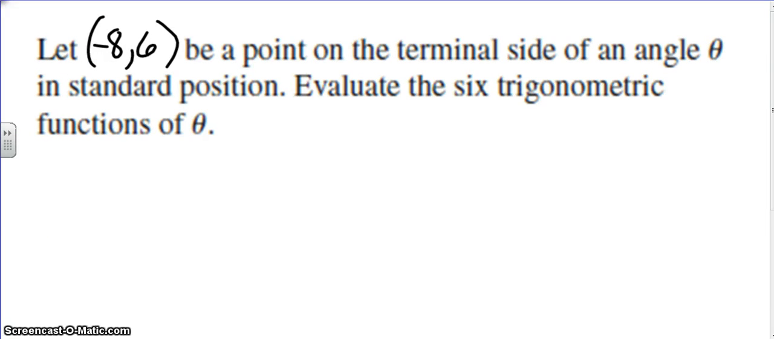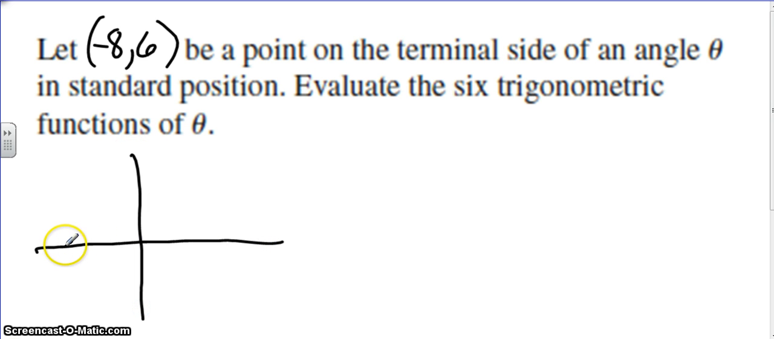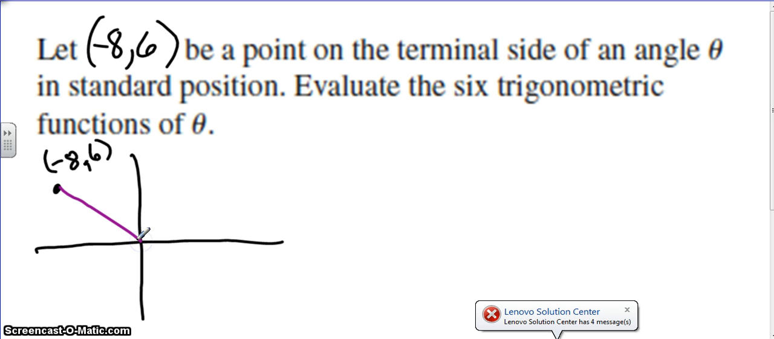So let's try a problem. Let (-8, 6) be a point on the terminal side of an angle theta in standard position. Evaluate the six trig functions of theta. I am going to first just sketch (-8, 6). So (-8, 6) is right here. There's my ordered pair. And I also need to know what r is. And r is this line, the segment from the origin to the point.